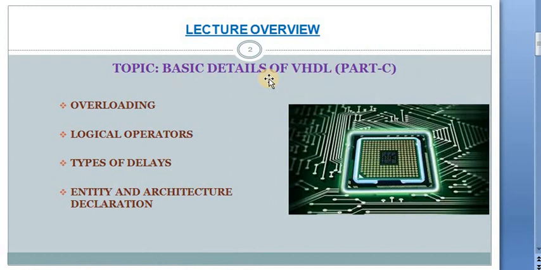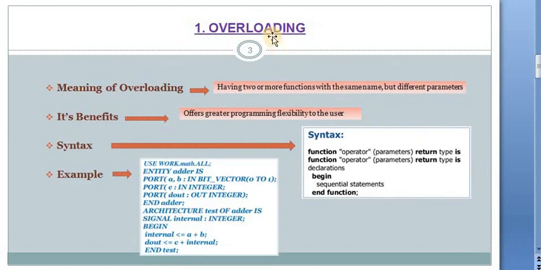As you see on the slide, today we are going to revise various details of overloading, logical operators, types of delays, entity, and architecture declarations. So let's start our discussion with the very first topic of today's discussion, that is overloading.